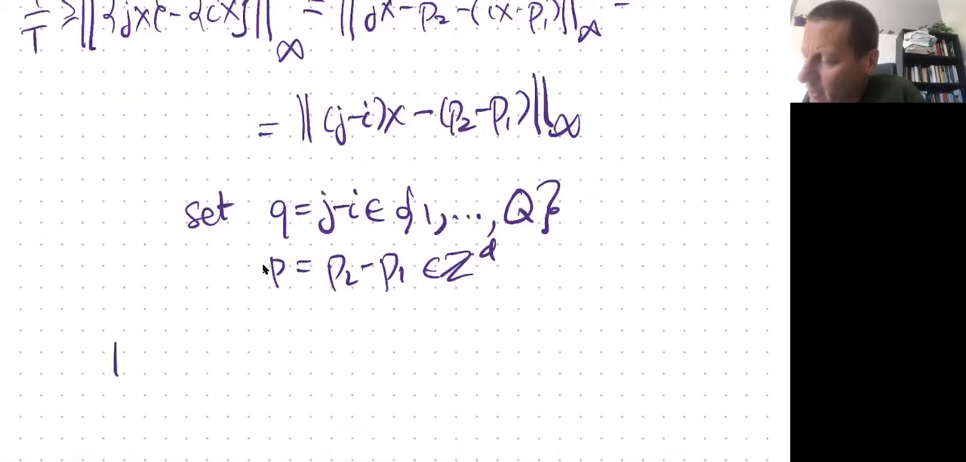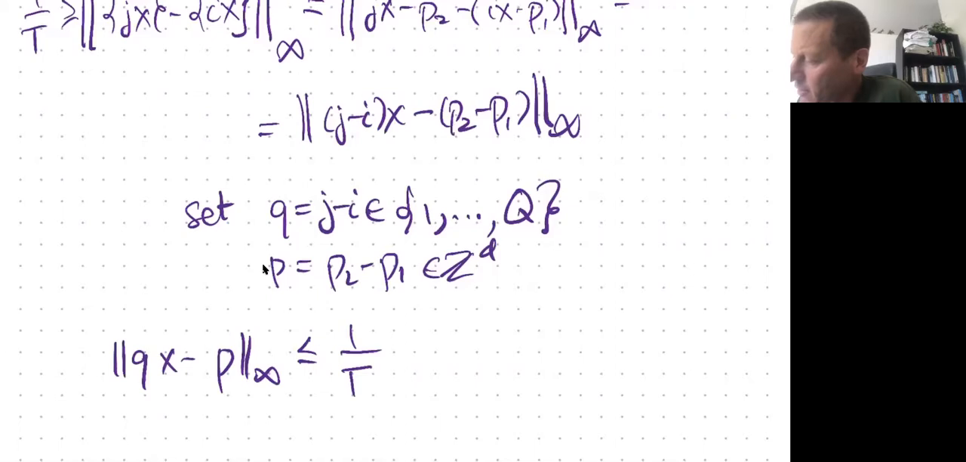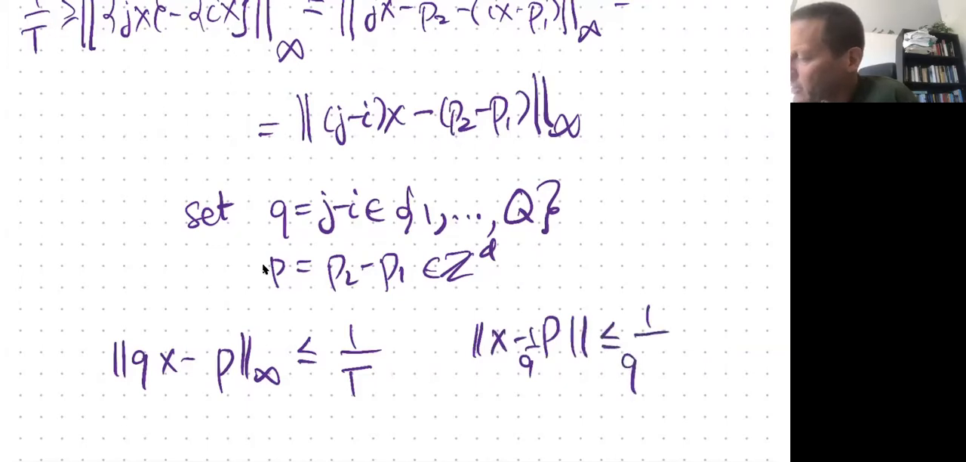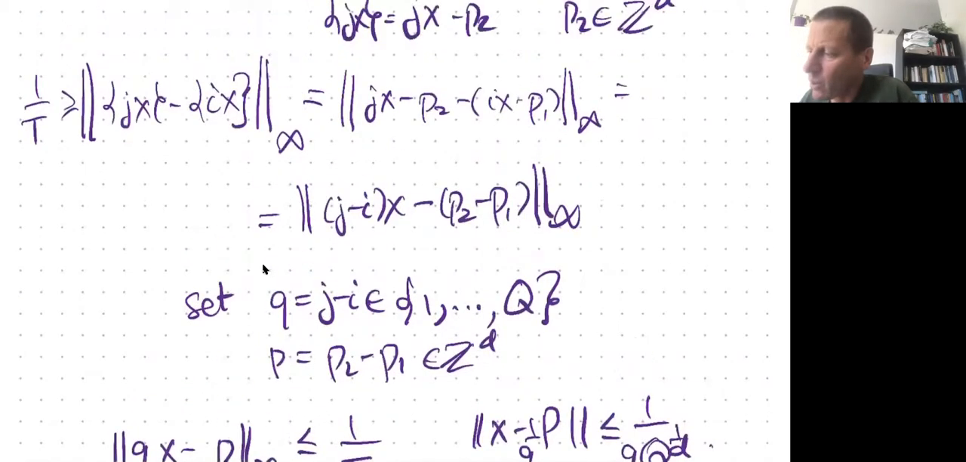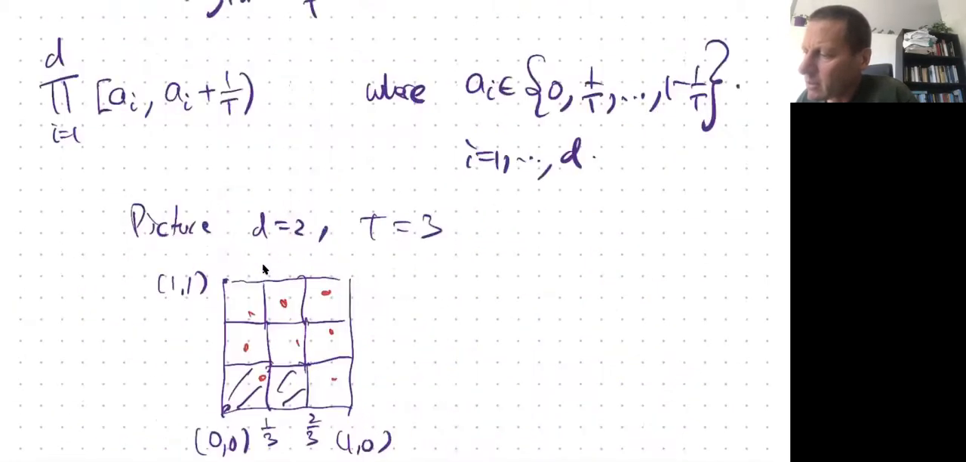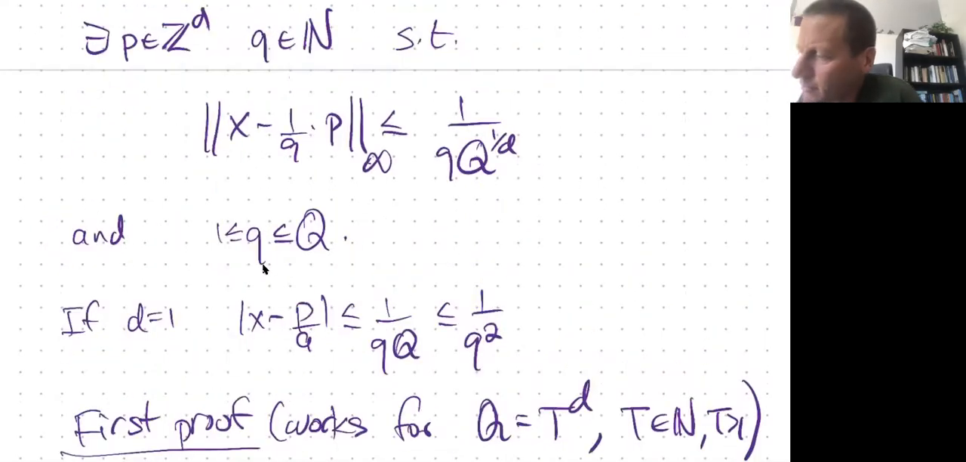And then what I've gotten is that the sup norm of qx minus p is less than 1 over t. And this just means that dividing through by q, and recalling that Q is t to the d, I get this. So that's what I claim. That's the inequality. I got this inequality here. And I also got this inequality. Okay, questions about this? This is kind of a classical proof.